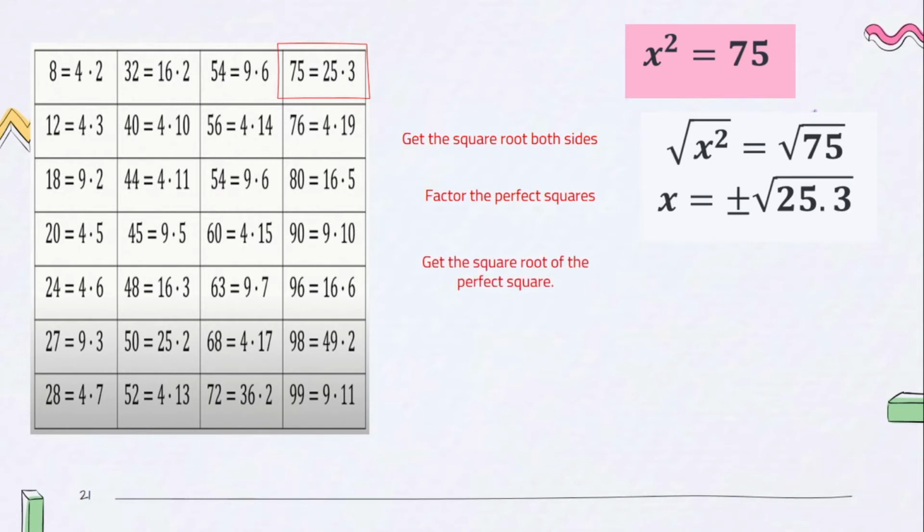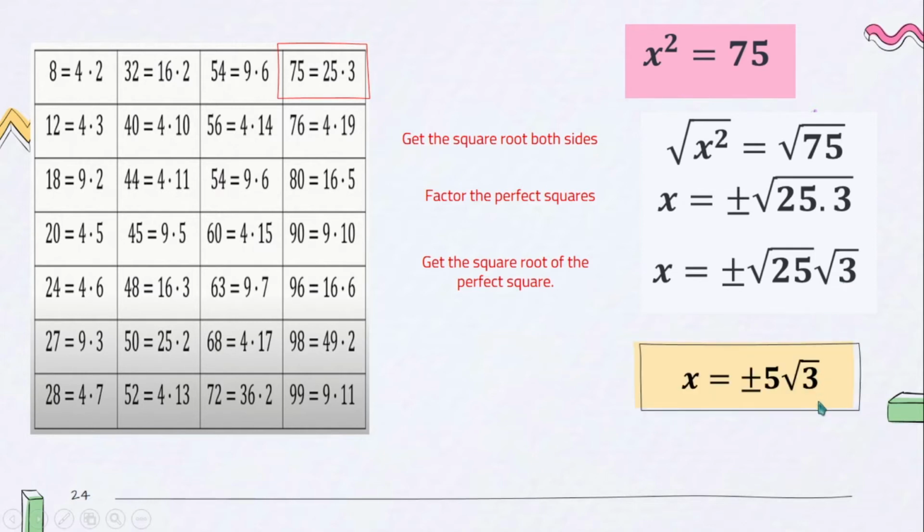Now, let's get the square root of the perfect square. x is equal to the positive or negative square root of 25 times 3. We all know that 25 is a perfect square, so we will have x is equal to the positive or negative square root of 25 times square root of 3. So the square root of 3 remains in its position because 3 is not a perfect square.